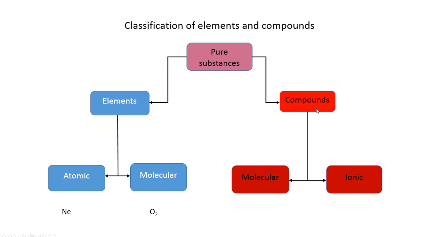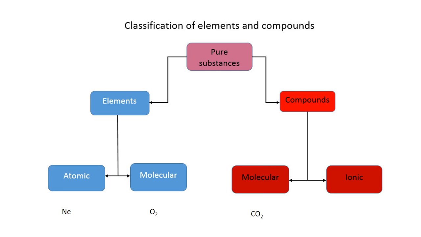On the compound side, we can also have two groups. So we have a molecular compound when the compound is made of non-metals only. Then we have ionic compounds when the compound is made of a metal and a non-metal. So an example of a molecular compound is carbon dioxide.